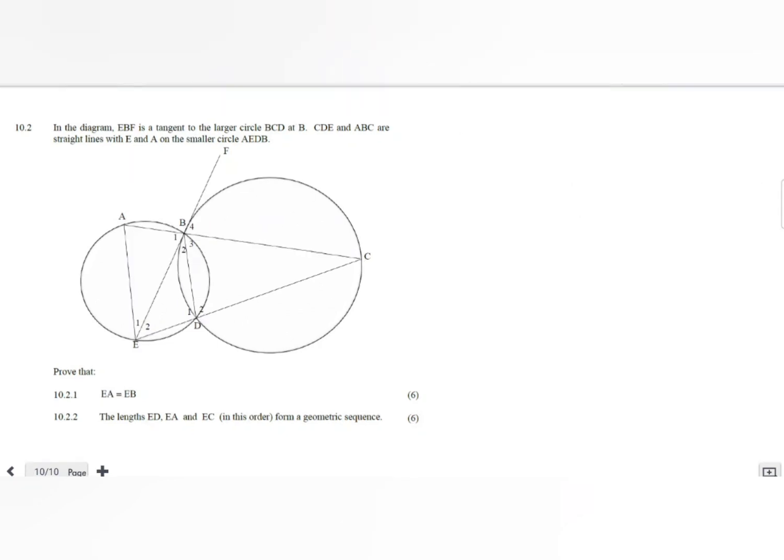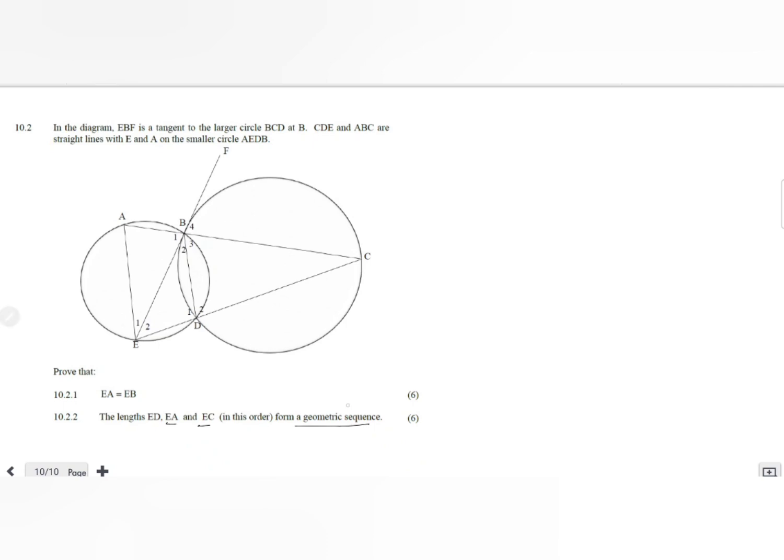Okay, now coming to question number 10.2.2. The lengths ED, EA and EC in this order form a geometric sequence. You have to prove that ED, EA and EC, in that order, form a geometric sequence.